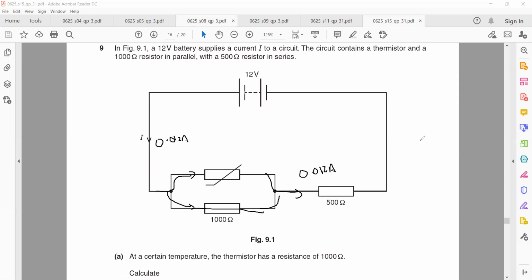So we will again use the formula V equals IR. I have the current, which is 0.012, and multiply by 500. When I multiply, it will be 6.